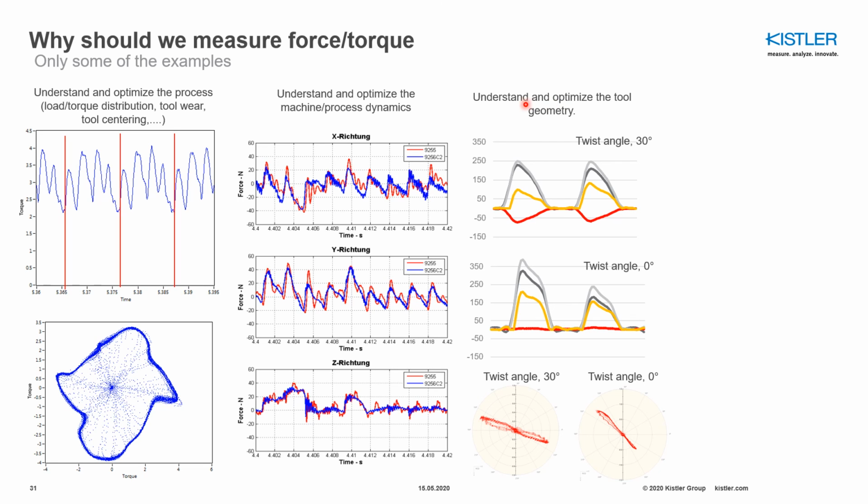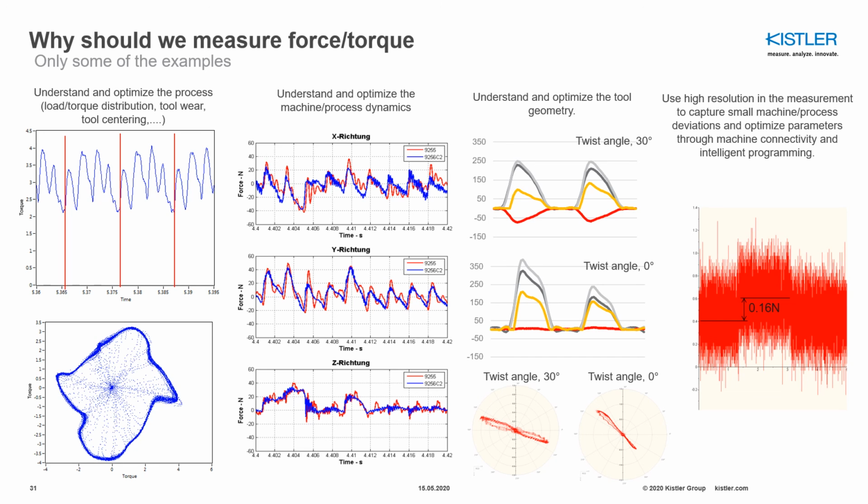You can understand and optimize the tool geometry by utilizing the force and torque measurements, in this case represented with the polar variables, as you can see here. And you can use the high resolution in the measurement to capture small machine and process deviations through force measurements and optimize those parameters. You can connect the measurement directly to your machine and utilize intelligent programming to make optimizations, as we also mentioned in the first session when we were talking about the turning.